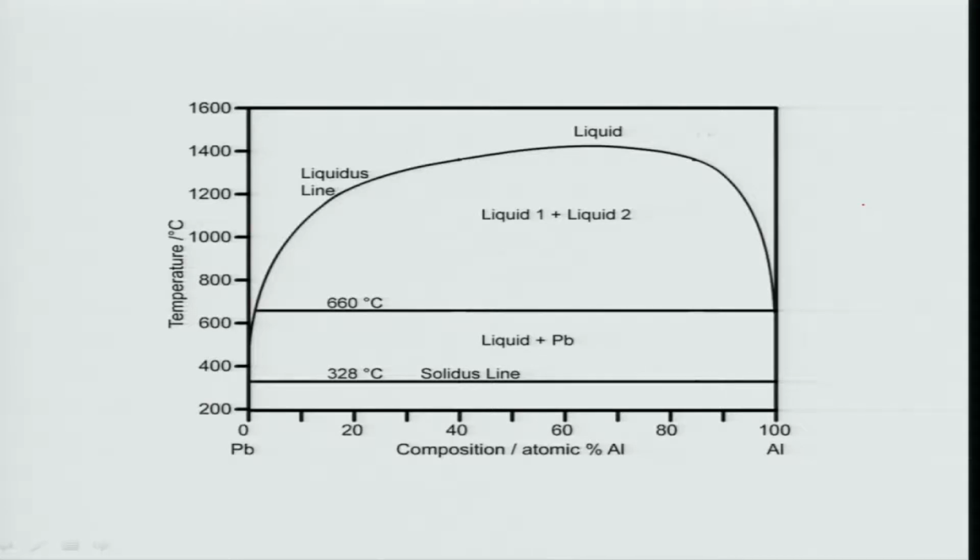Now, how do we represent such a kind of phase diagram? Well, this is what is shown here for a real phase diagram between lead and aluminum. This is represented by a dome. You can see here, this is a dome. Liquid phase immiscibility is represented by a dome.